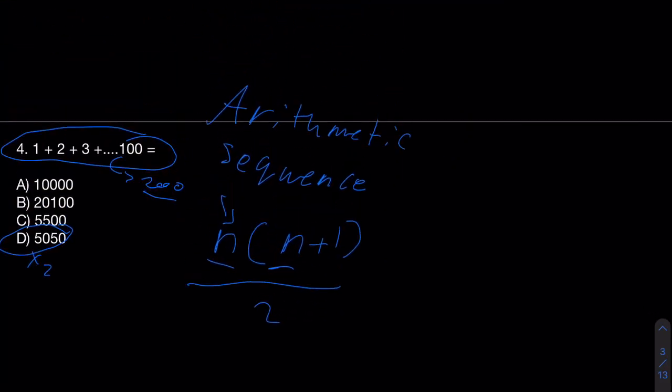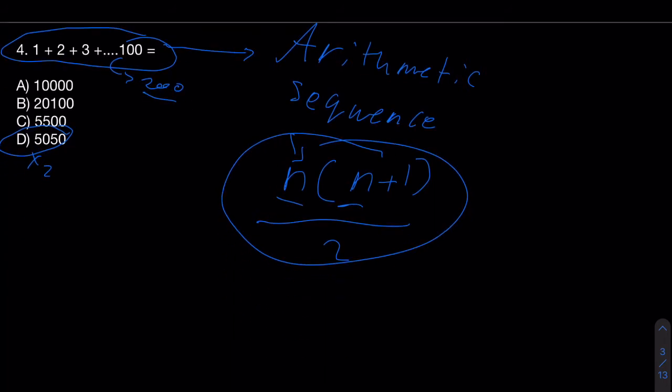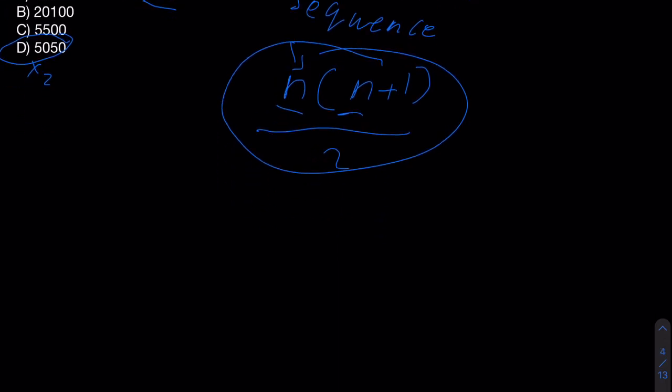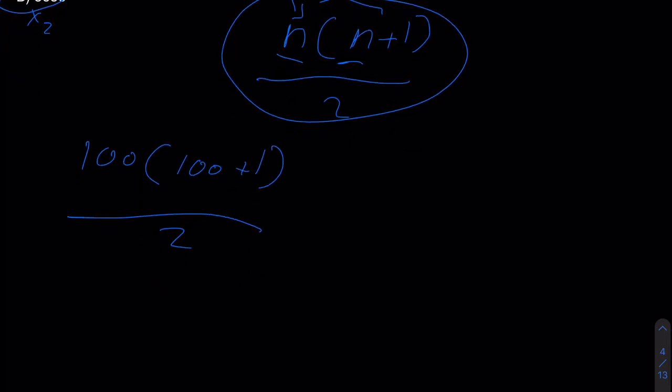This is a formula to find the number in an arithmetic sequence. This is called an arithmetic sequence. But this is a formula to find the final number if you're adding parts of the arithmetic sequence. So what is that going to look like for this equation? So we're going to put 100 and multiply it by 100 plus 1, over 2. So n is the last number. N is always the last number. You just plug that in and you'll get the answer.